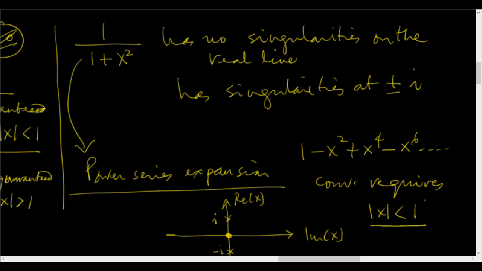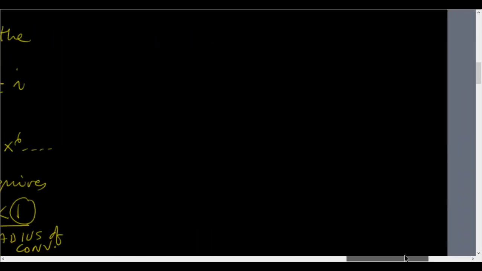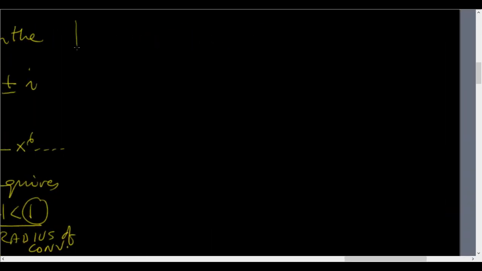This is called the radius of convergence. Okay, so the radius of convergence is the distance to the nearest singularity in the complex plane, and that is why the radius of convergence is 1. Okay, now let me show you another related series.